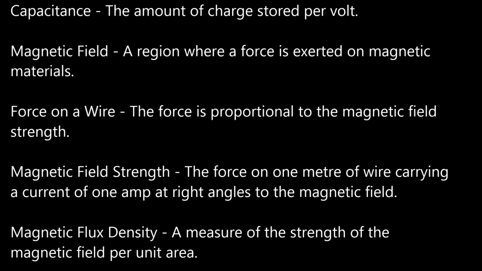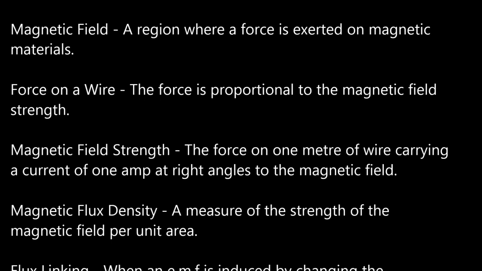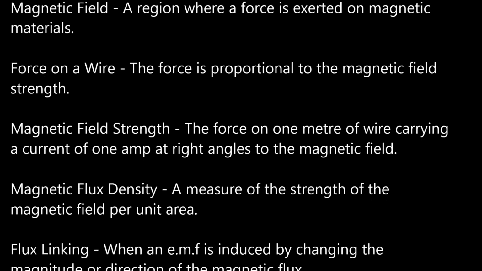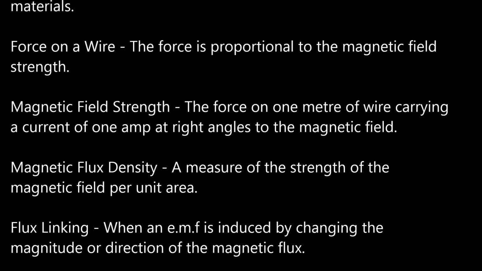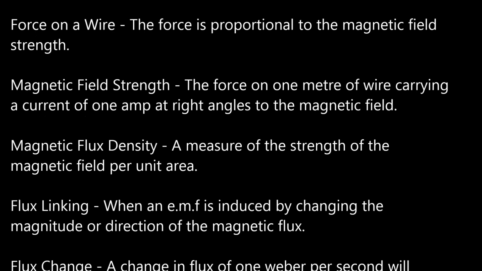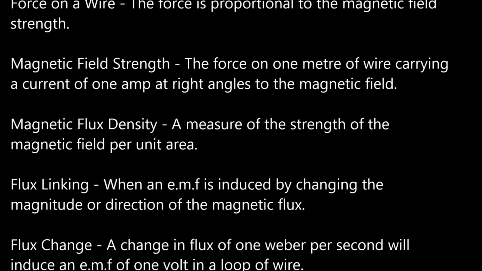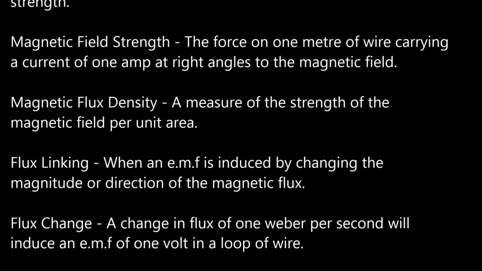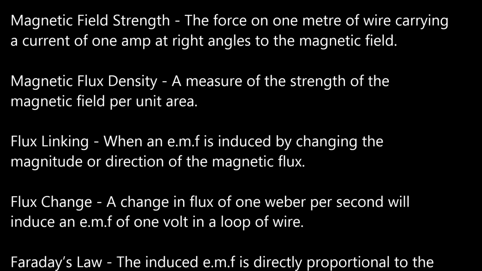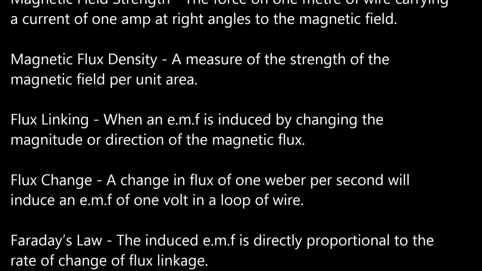Force on a wire: the force is proportional to the magnetic field strength. Magnetic field strength: the force on 1 meter of wire carrying a current of 1 amp at right angles to the magnetic field. Magnetic flux density: a measure of the strength of the magnetic field per unit area.